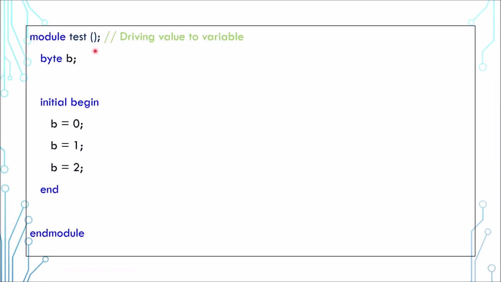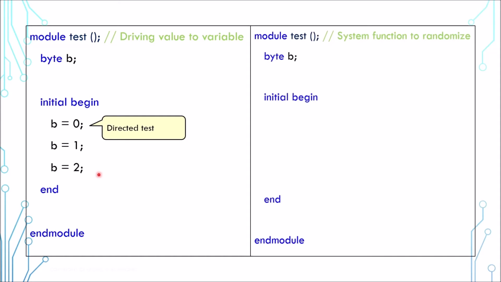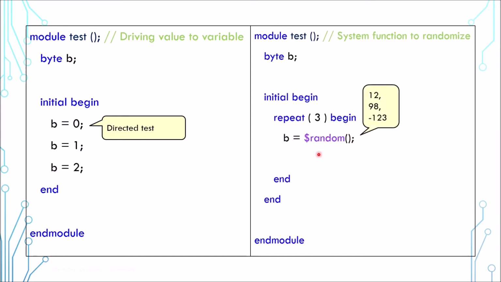This is a simple example of deriving a byte value. This mechanism is directed and quite methodical. If you don't want this, you can use random value. The system function $random will give the variable a random value. If you call the function multiple times, this could be the possible values for the byte.